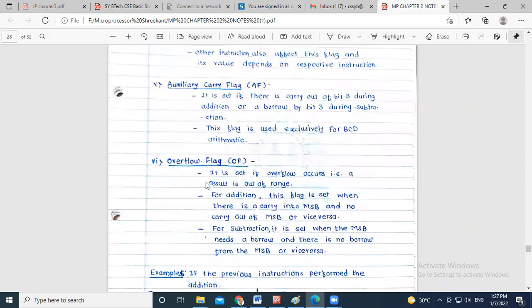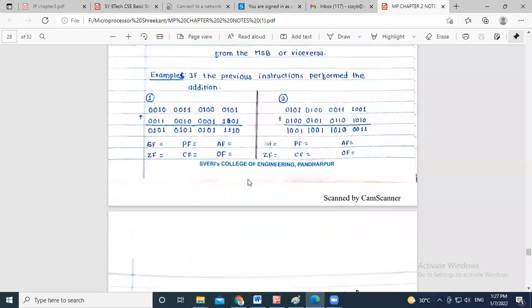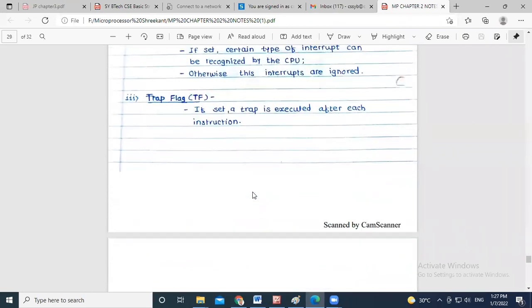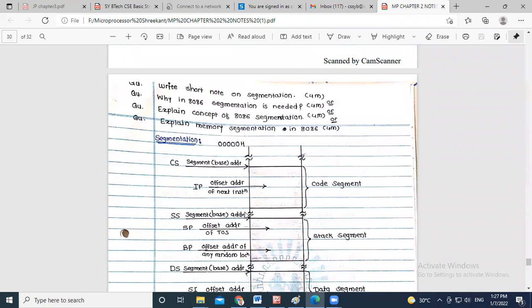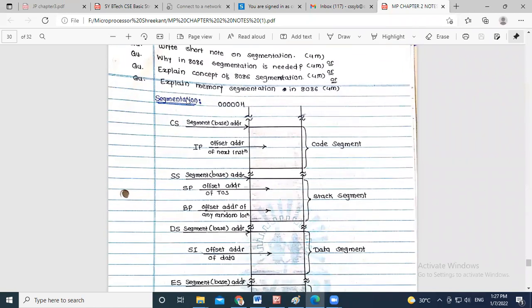All 9 flags I have to execute it just to go through it. After that, I will move to one of the topics. Actually, it is not for your syllabus. Segmentation. So segmentation is very important from your lab point of view.